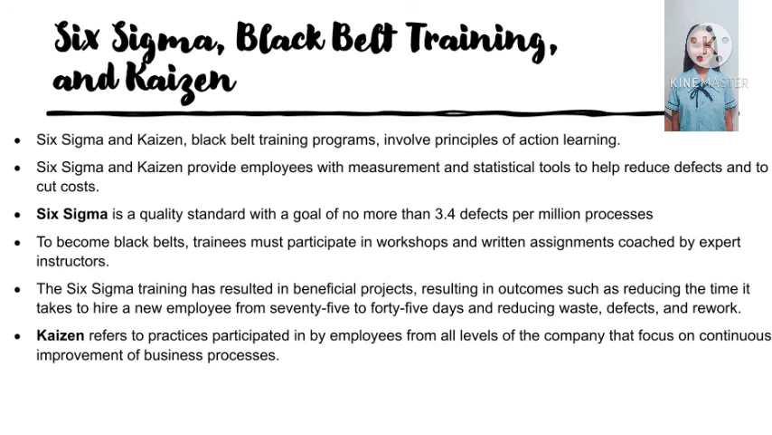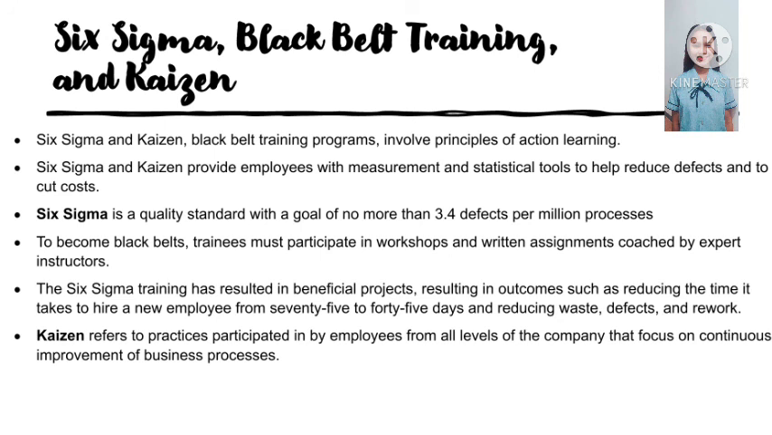Six Sigma and Kaizen Black Belt Training Program include the principle of action learning. Six Sigma and Kaizen provide employees with measurement and statistical tools to help reduce defects and to cut costs. Yung Six Sigma and Kaizen nagpo-provide ng measurement and statistical tools sa employee to help them reduce defects or deficiency sa companies and also to reduce or cut costs to address the problem.